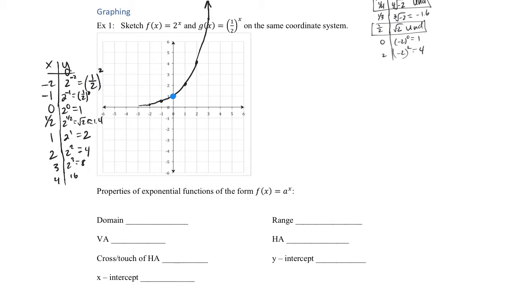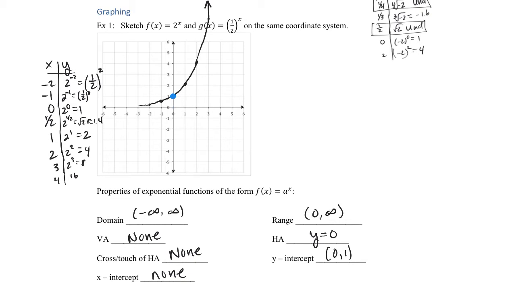Our domain here will be from -infinity to infinity. It does not have a vertical intercept. My range goes from, it can't get to 0, and it goes up towards infinity. The horizontal asymptote is y equals 0. There are no cross or touch points, the y-intercept is (0, 1), and there are no x-intercepts. So that's your parent graph.